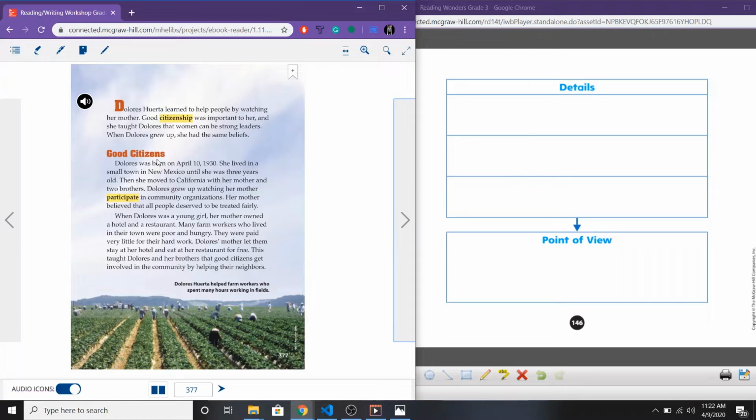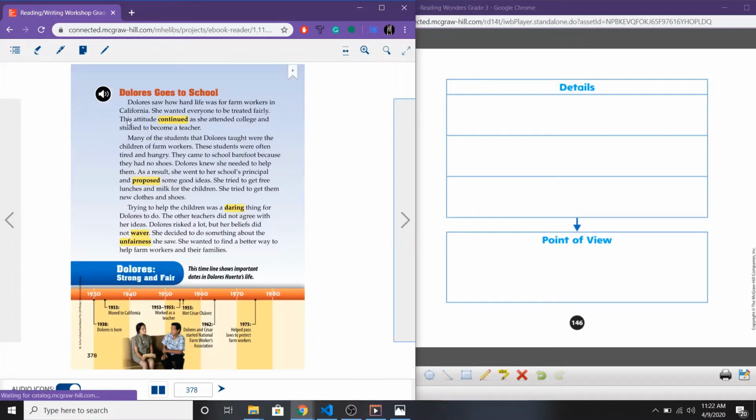I also notice here, I've got a heading that says good citizens. I see an illustration down here of people working in a field. It says Dolores Huerta helped farm workers who spent many hours working in fields. So how might the author feel about her if they're saying that she helps other people? Dolores goes to school. Here I see the beginning of a timeline that shows important dates in her life. And I also see the title of the timeline is Dolores Strong and Fair. Those two words also give me a clue about how the author feels about her.